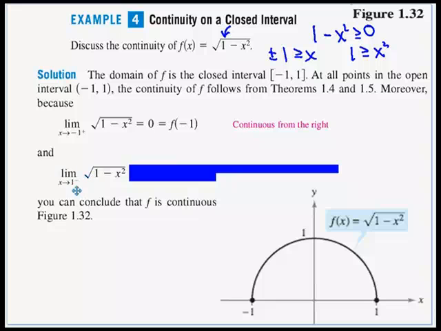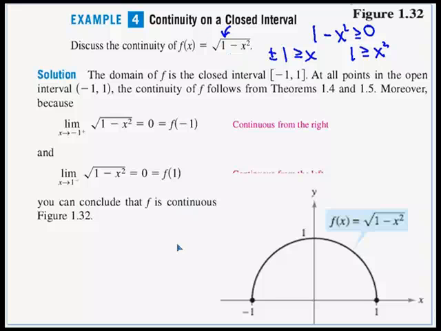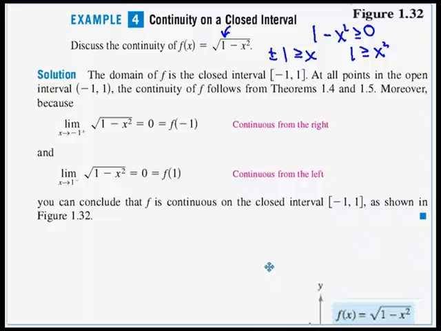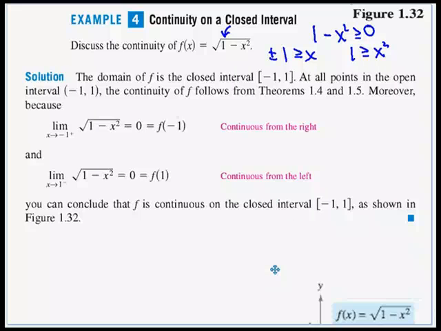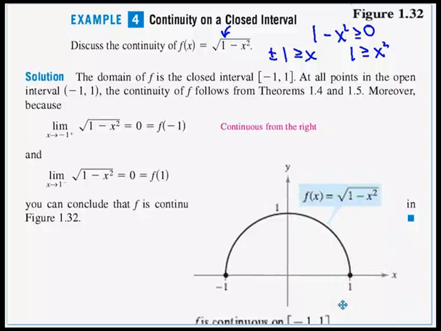And the limit as we approach 1 from the left-hand side. We're approaching positive 1 from the left-hand side. We're sort of sliding down the half circle toward a height of 0. Also 0 on the y-axis. And that is also equal to f of 1. If I just plug the 1 right in, 1 minus 1 is 0. Square root of 0 is 0. So we can conclude that our function, this half circle, is continuous on that closed interval from negative 1 to 1. And again, it's real nice to see the picture that goes with it too. That really reinforces it.